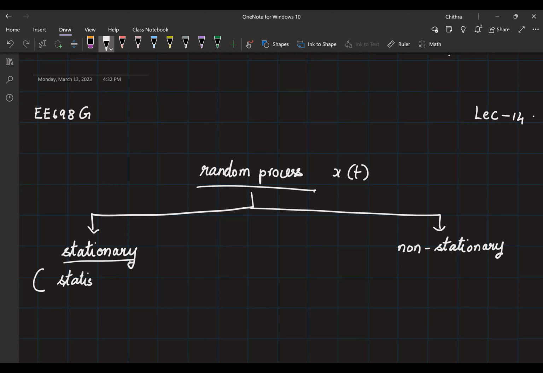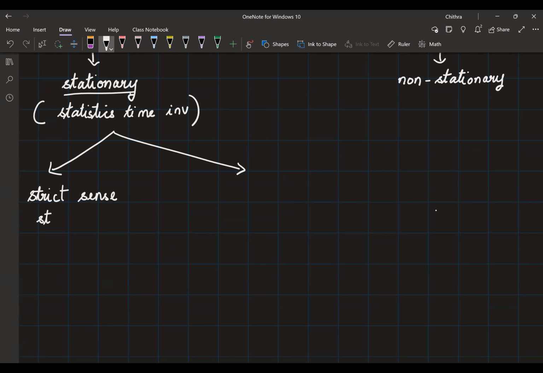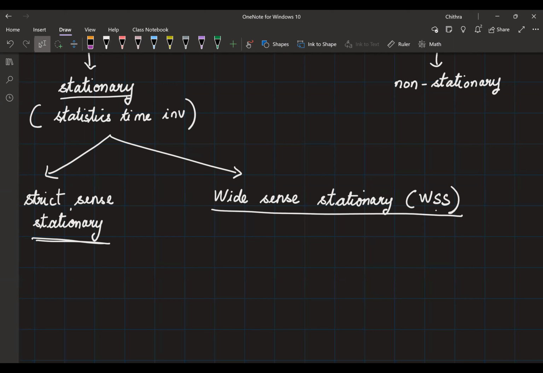So statistics are time invariant. Now, a stationary process is sometimes further divided into strict sense stationary and wide sense stationary. So wide sense stationary is abbreviated as WSS. Now, if a process is strict sense stationary, it means that all the statistical properties are time invariant. If it is wide sense stationary, then two statistical properties are time invariant. And those are the mean and the autocorrelation.